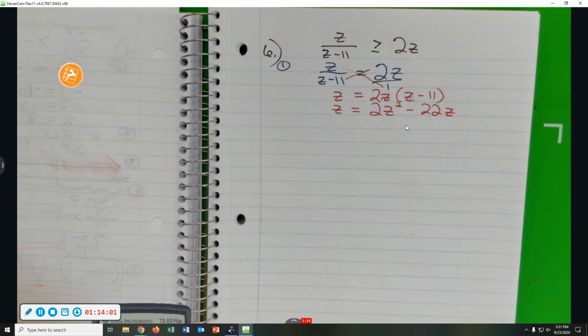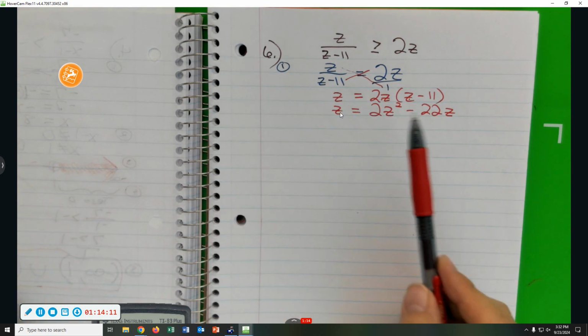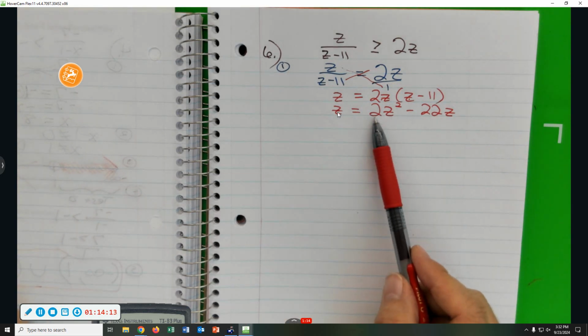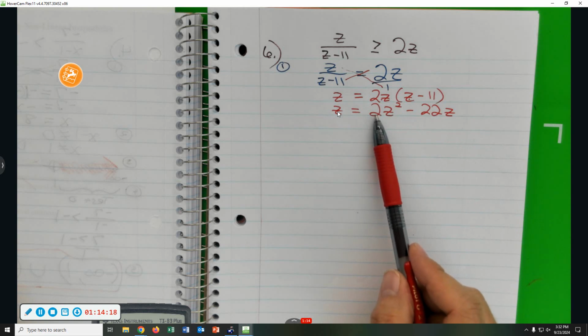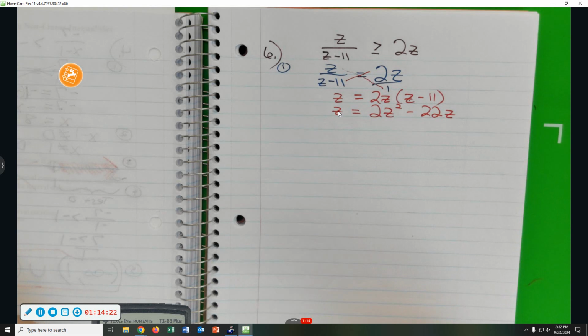This is a good one because we haven't factored anything like this yet. I don't think we have. The z-squared coefficient is a positive 2. I want it to stay a positive 2. So I'm not going to get the 0 on the right. I'll get the 0 on the left by doing what?